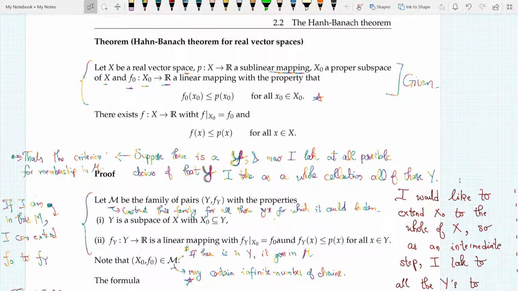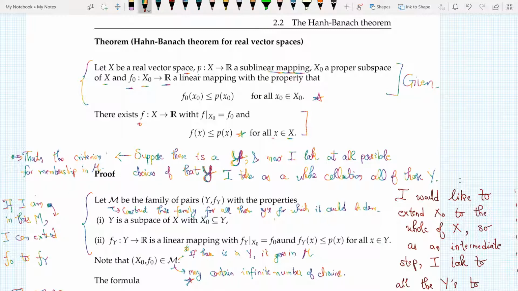Now what we need to prove is that there exists an F from the whole of X to R with the property that F restricted to X naught is equal to f naught, and it satisfies this sublinear property: in the same way f naught of x naught was less than or equal to P of x naught, we want F of x to be less than or equal to P of x for every x belonging to capital X.